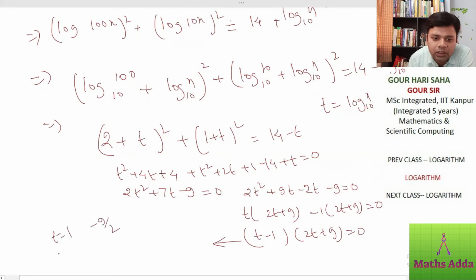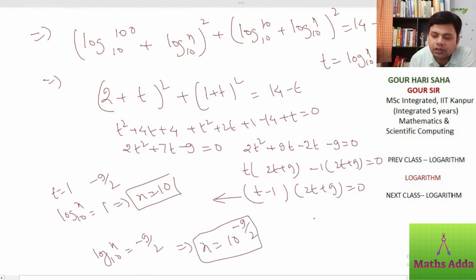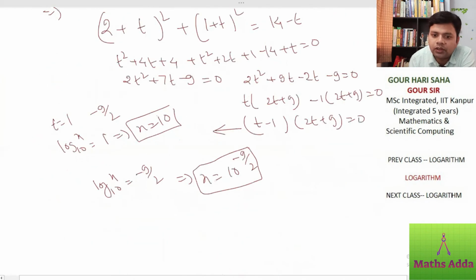And what is t? Log of x base 10, that is 1. This means x is equal to 10. One answer. Now the other value is t equal to minus 9 by 2. Log of x base 10 is equal to minus 9 by 2. So x is equal to 10 to the power minus 9 by 2. You cannot simplify it. This is your second answer. Now let us check it. Whatever positive x you put, it's positive, so it's defined. So both the answers are accepted.